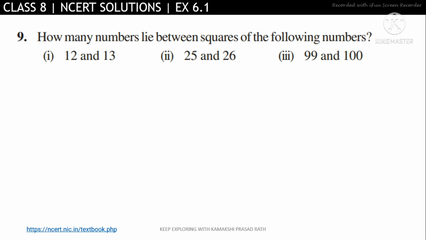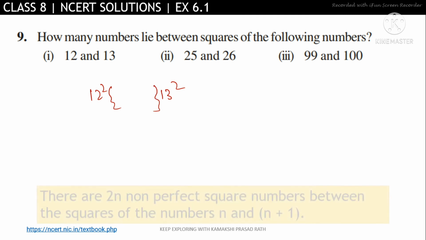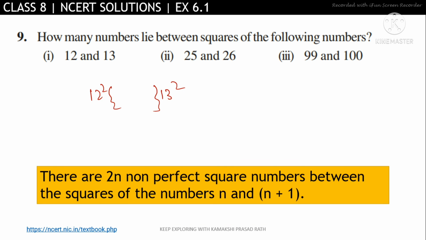Next, how many numbers lie between the squares of the following numbers? So that means 12 and 13. So the squares of 12 and 13, that is 12 squared and 13 squared. In between 12 squared and 13 squared, how many numbers are there between these two square numbers? For this we have one property: there are 2n non-perfect square numbers between the squares of the numbers n and n plus 1.